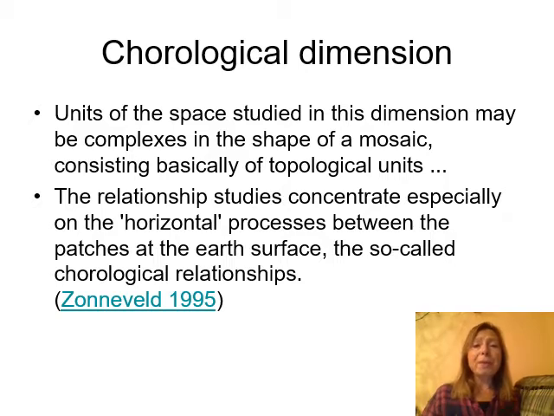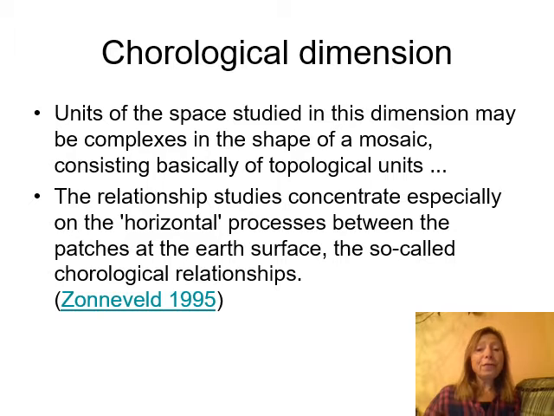In chorological dimensions, units of the space are studied, maybe complexes in the shape of a landscape mosaic, consisting basically of various topological units, and these units can be patches, these units can be corridors, it can be different parts of your matrix. So the relationship studies concentrate especially on the horizontal processes between the patches and the Earth's surface. Those are the so-called chorological relationships.